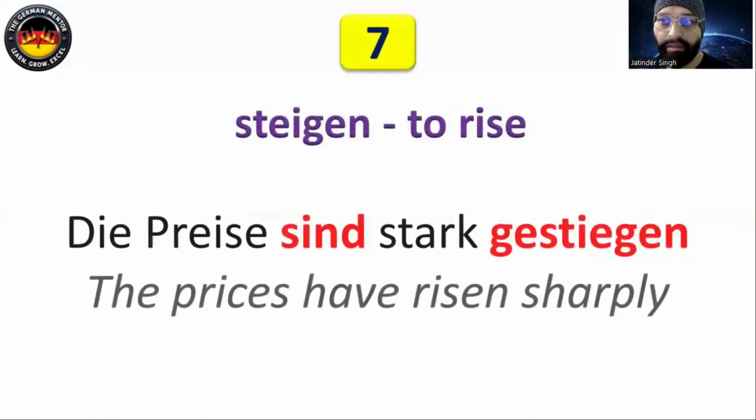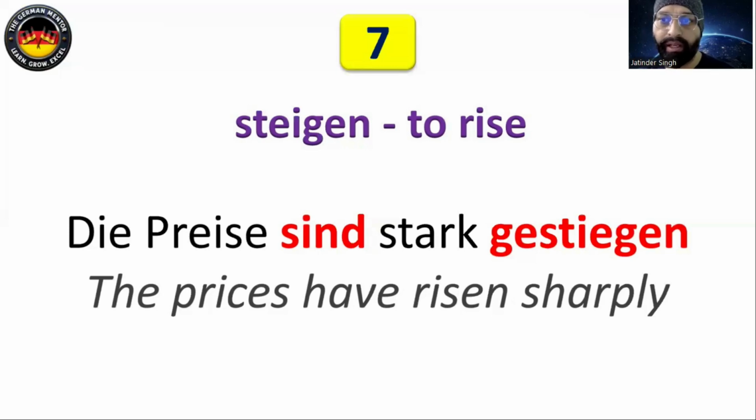The next one, Nummer 7, steigen, to rise. Die Preise sind stark gestiegen. The prices have risen sharply. So this is a change of state, a change of condition. It can be like the prices earlier were not so high, but now it has changed. It has risen. So the verb steigen changes to gestiegen.